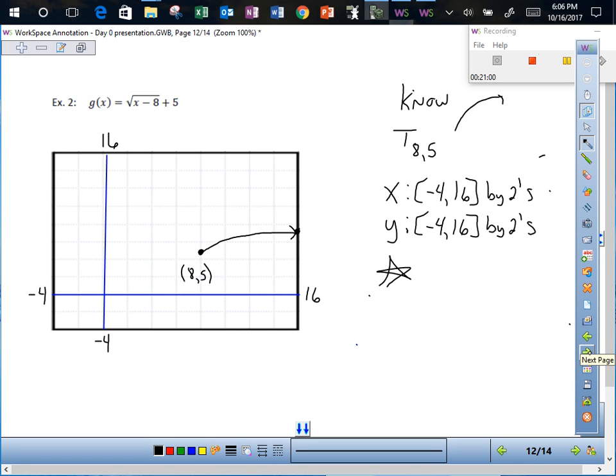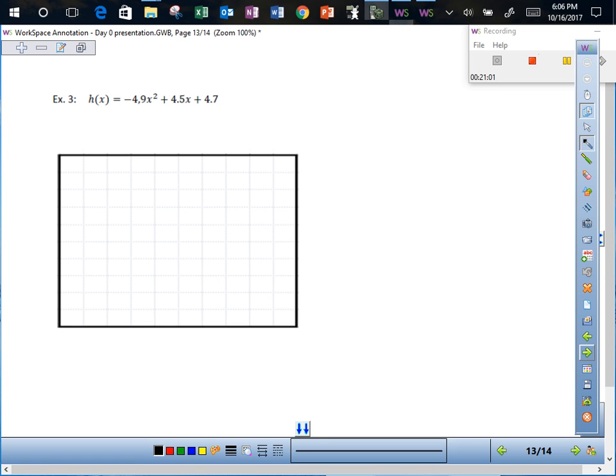Let's come over to your third one. I've got h of x equals negative 4.9x squared plus 4.5x plus 4.7. I hope you kind of recognize this one because you have a note card for it. This is part of Newton's law. Now, some things I know about Newton's law. T stands for time. So in this case, x stands for time.